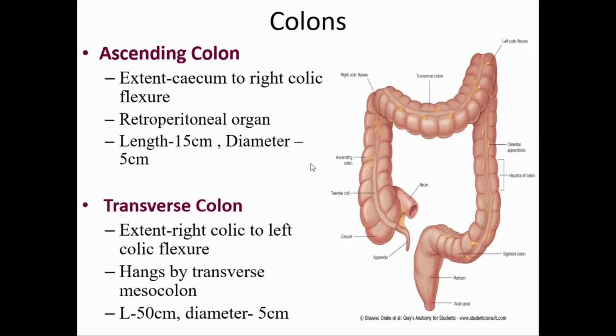Transverse colon extends from the right or hepatic flexure to the left colic flexure or the splenic flexure. On the right side the largest gland, the liver, lies, so it is named the hepatic flexure, and the left colic flexure has relations with the spleen, so it is named the splenic flexure or the left colic flexure. It is suspended by a transverse mesocolon. So this is an intraperitoneal organ.